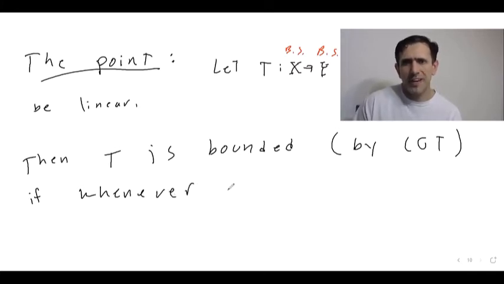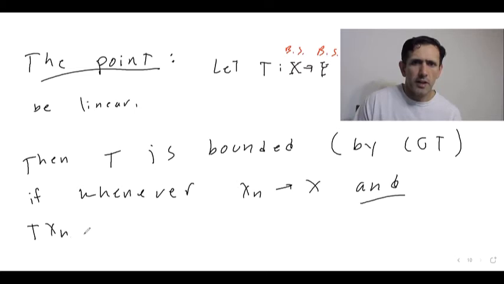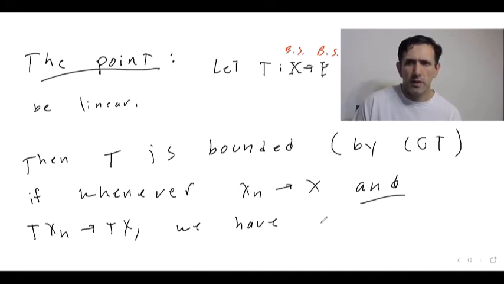And what does that mean? Whenever xn converges to x and Txn converges to some y, we don't know what it is, but to some y, we have y equals Tx.